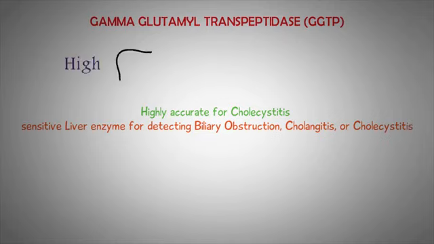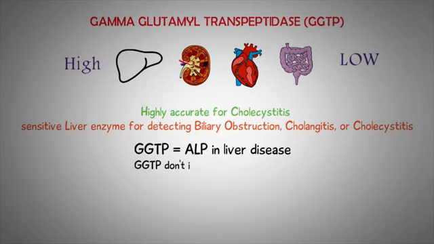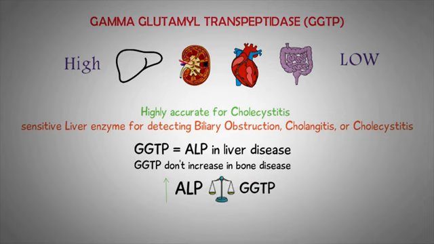GGTP level is very high in liver but low in kidney, heart, intestine, brain, and prostate gland. Elevation of GGTP levels parallels that of ALP in liver diseases, but GGTP is not increased in bone disease. So, if ALP is increased but GGTP levels are normal, that indicates bone diseases.